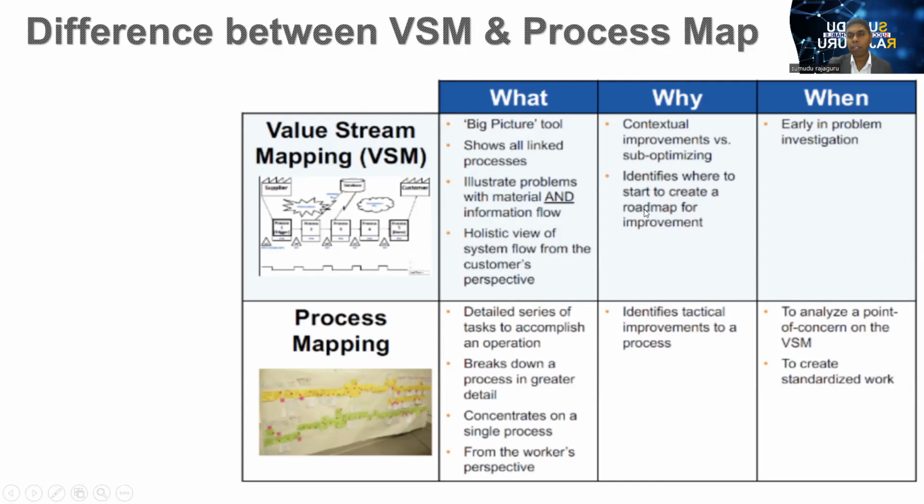So the value stream map is like a strategic thing. When we come to process mapping, it is like a tactical thing. We draw the process map to analyze a point of concern on the VSM to create standardized work. So I think now you can understand the differences between value stream map and process map.